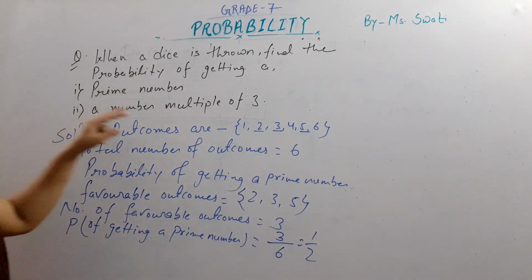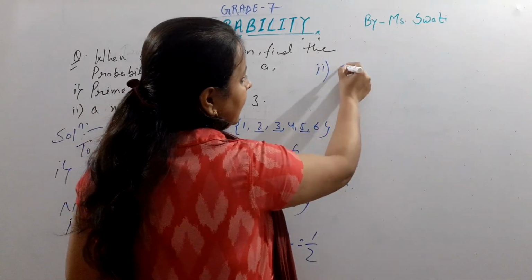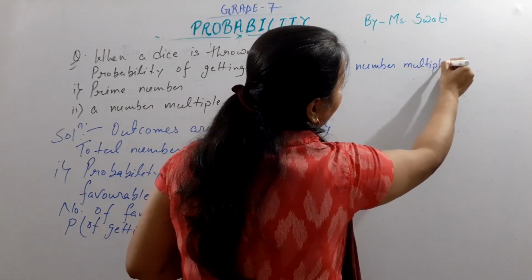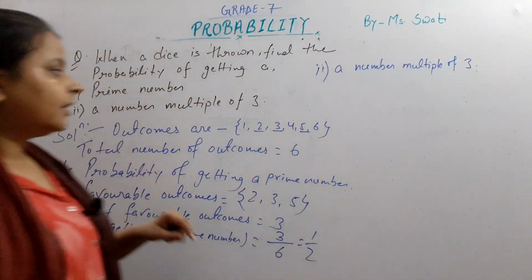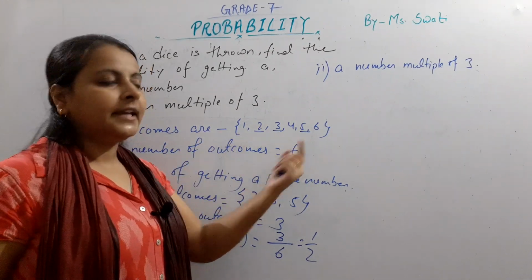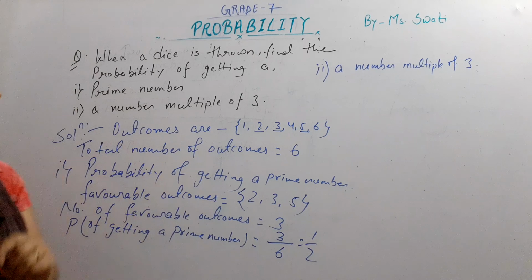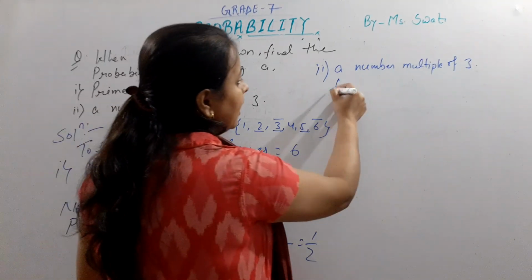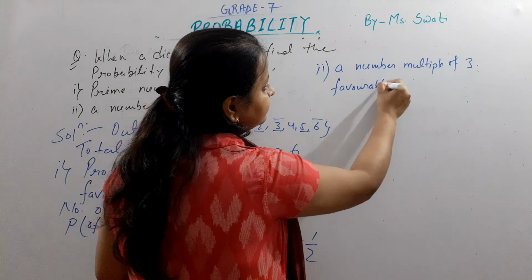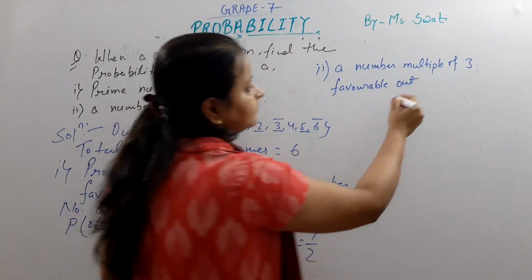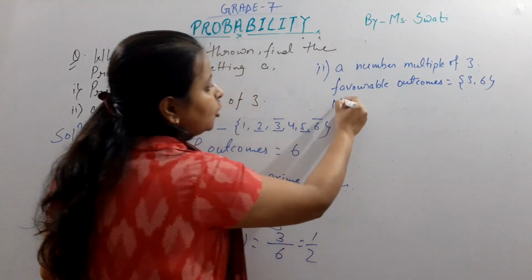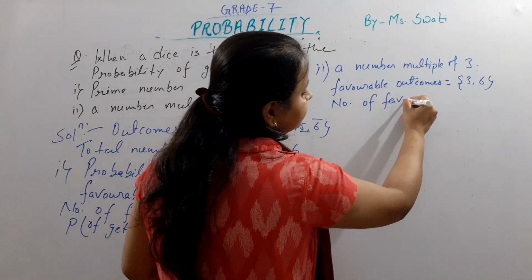The second is a number multiple of 3. In the outcomes 1 to 6, what are the numbers which are multiple of 3? Yes, only 3 and 6 are the multiples of 3. So our favorable outcomes becomes 3 and 6.